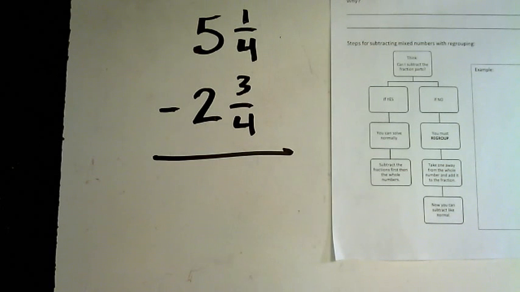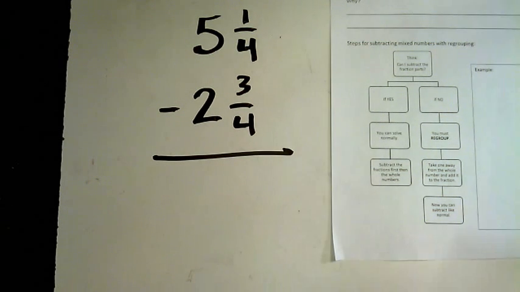Hey guys, here's just a quick video to review what we went over in class today, where we talked about subtracting mixed numbers with regrouping when those mixed numbers had common denominators. So here's an example for us to look at. 5 1/4 minus 2 3/4.